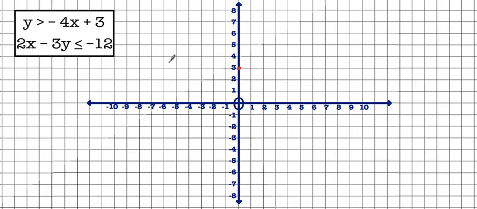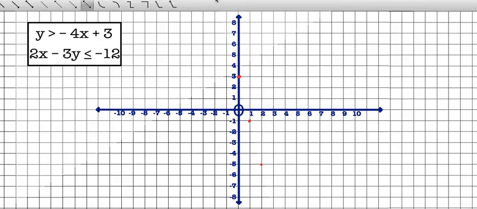And then because our slope is -4, we're going to go down 4 units. So 1, 2, 3, 4, and then 1 to the right. And then we're going to do that again. So 1, 2, 3, 4, and then 1 to the right. And so here I have 3 coordinates, which is more than enough. Because it's y is greater than, we're going to use a dashed line. Let me make that red.